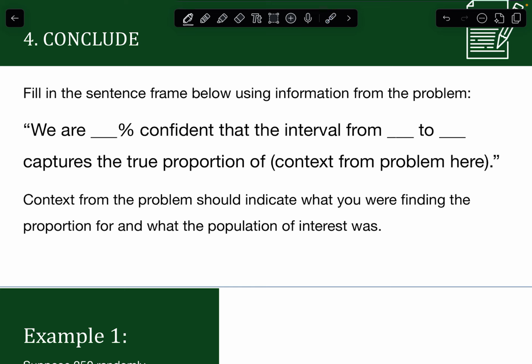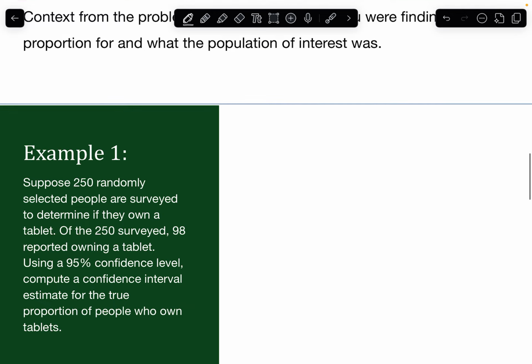My hope is that this will feel familiar because the process is very similar to means. Confidence intervals are confidence intervals. Let's go ahead and do a couple examples so we can get some practice.